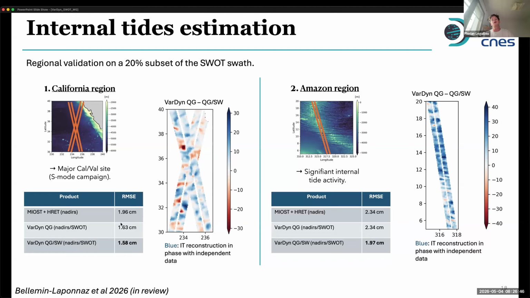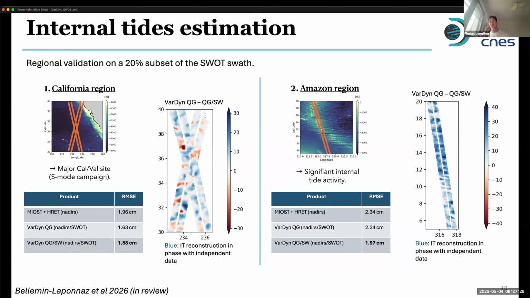And here is the mean error over the 20% subset of SWOT. And here is the spatial variation of the improvement by the shallow water. So when it's blue, it means that we reconstruct internal tide fields which are in phase with the independent data. So we do a good job. In the Amazon region, it's all blue, so it's super encouraging, and it improved the mapping quality by around 30% in terms of average errors.